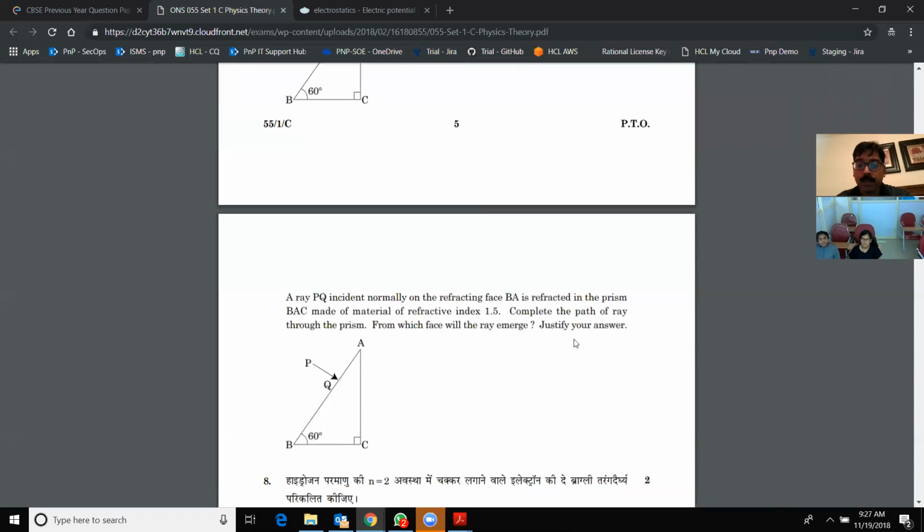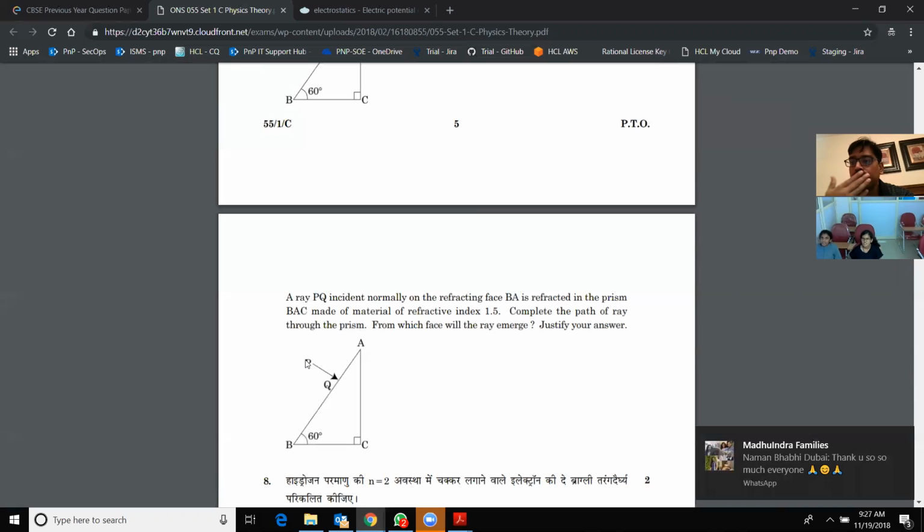Complete the path, that is step 1. Once you complete the path, you will know from which face the ray will emerge. Will it go straight or will it come back and get reflected? What is the path that it will follow? That is what you have to find out and justify. If you think this is the path, how? That is the justification. So three things: draw the diagram, find out where it is emerging from the prism, and why. You need to know the principles of refraction, two laws: Snell's law, and the first law, which says the incident ray, refracted ray, and the normal to the plane are in the same plane.